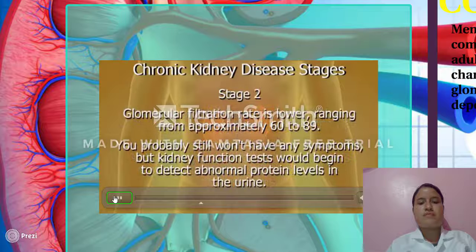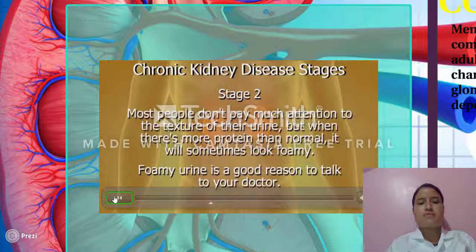At stage 2, filtration rate is lower, ranging from approximately 60 to 89. You probably still won't have any symptoms, but kidney function tests would begin to detect abnormal protein levels in the urine. Now, admittedly, most people don't pay much attention to the texture of their urine, but when there's more protein than normal, it will sometimes look foamy, and foamy urine is a good reason to talk to your doctor.